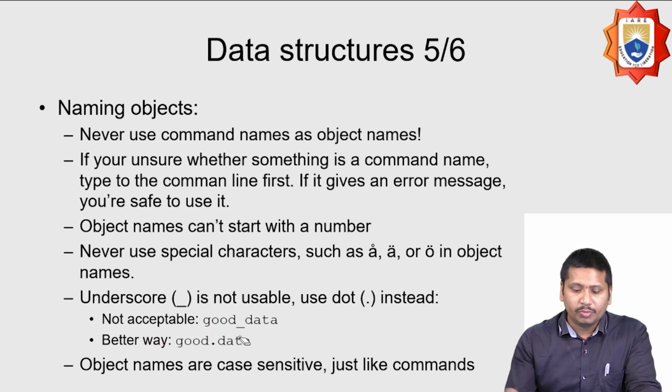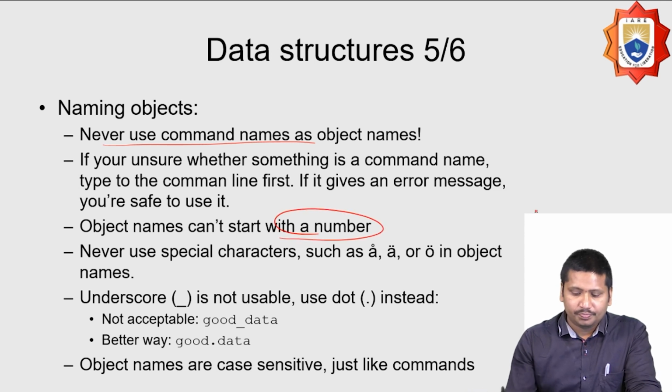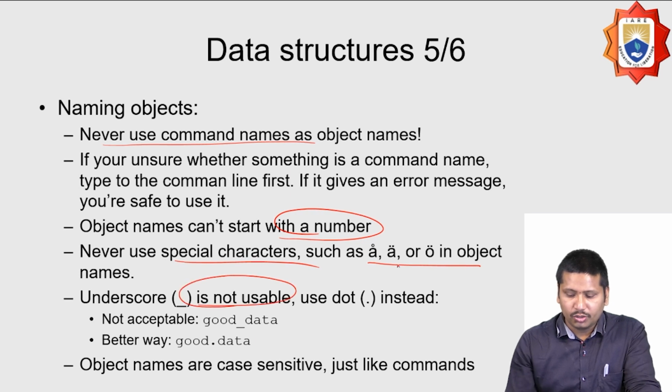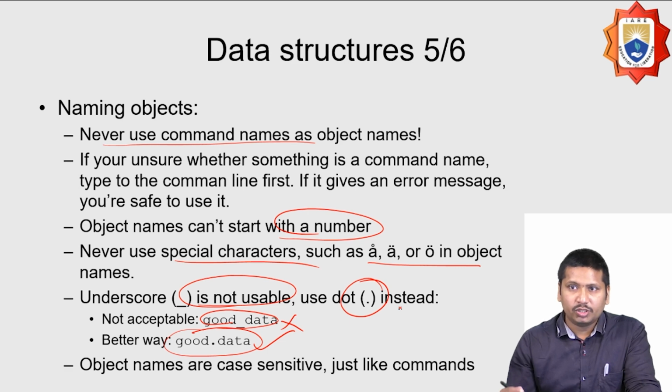So in naming objects, never use the commands as object names. If you want to ensure that something is there in command names, and you get an error message, then you can say it is safe to use it. So for that, the object names should not start with a number, and never use special characters in object names, and underscore is not at all usable. Instead of that, it is better to use dot. Good underscore data is not acceptable, so the better way is good dot data. And object names are case sensitive, just like the commands here.